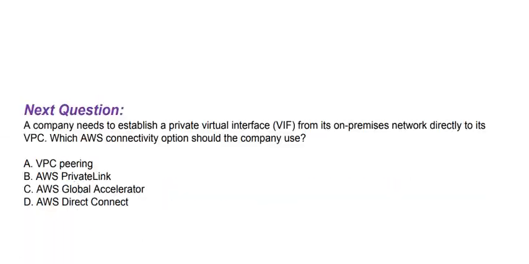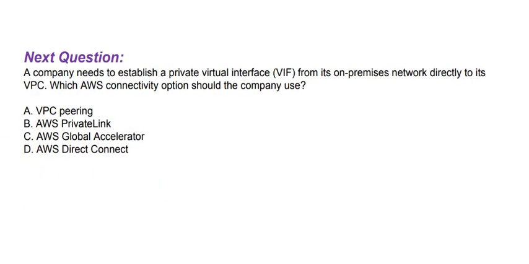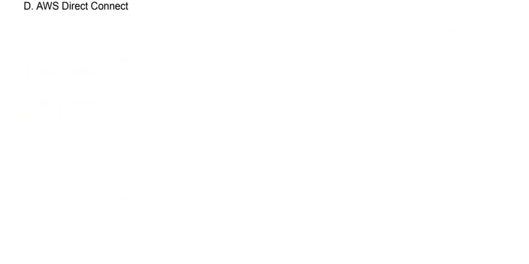Next question is, a company needs to establish a private virtual interface from its on-premises network directly to its VPC. Which AWS connectivity option should the company use? Option A, VPC peering. Option B, AWS PrivateLink. Option C, AWS Global Accelerator. And option D, AWS Direct Connect. The correct answer is option A.